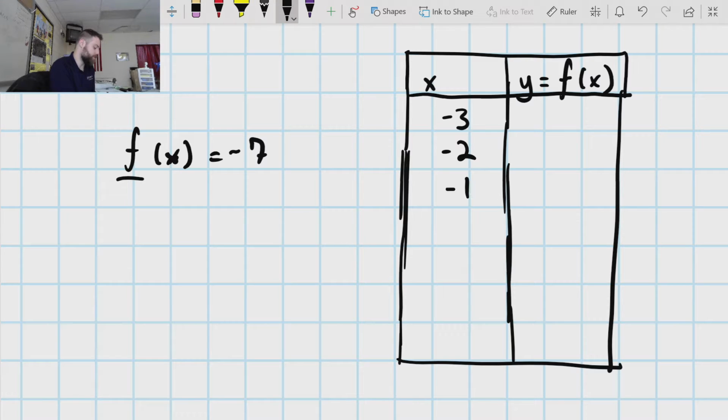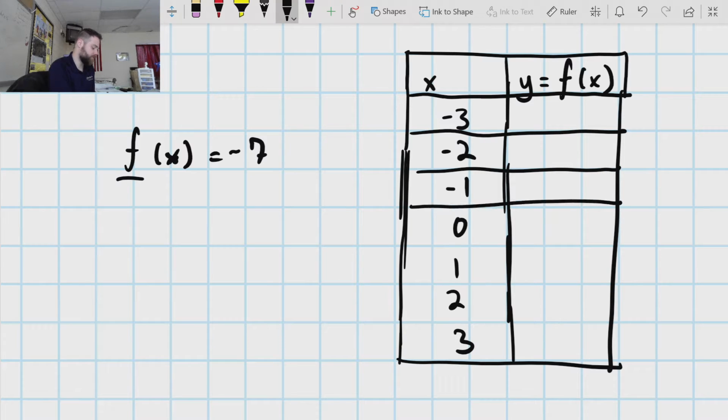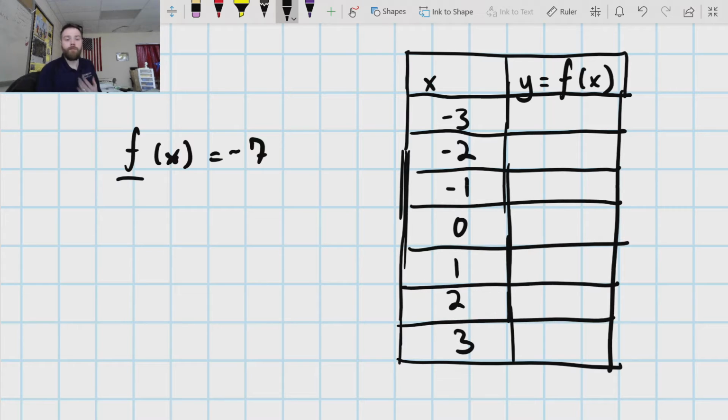So -2, -1, 0, 1, 2, and 3. So if I plug in a number, I get back the same output here. And that's the beauty of the constant function.